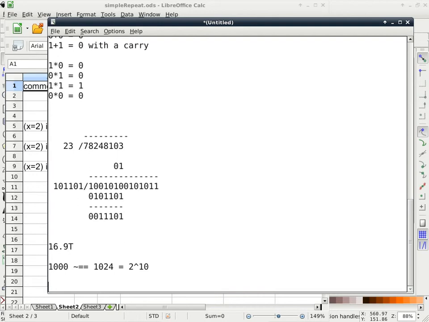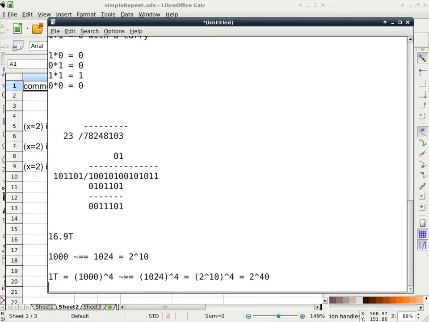How many zeros do we have in base 10? 12 zeros, okay? So that means a trillion is 1,000 to the power of 4, right? Which is approximately 1024 to the power of 4. 1024 is 2 to the power of 10, to the power of 4, the whole thing. So this part here is about 2 to the power of 40.